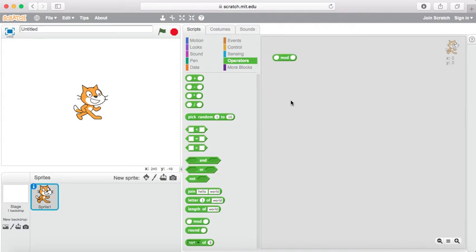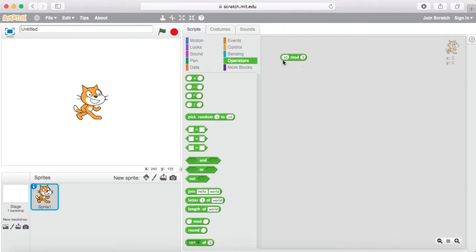Hi, today we're going to be looking at a block called mod, and this is part of the arithmetic blocks, and this gives you the remainder in a division problem. So if we were to divide the number 10 by 4, let's do 10 divided by 3. Well, we know the answer is 3. 10 divided by 3 is 3 with a remainder of 1.